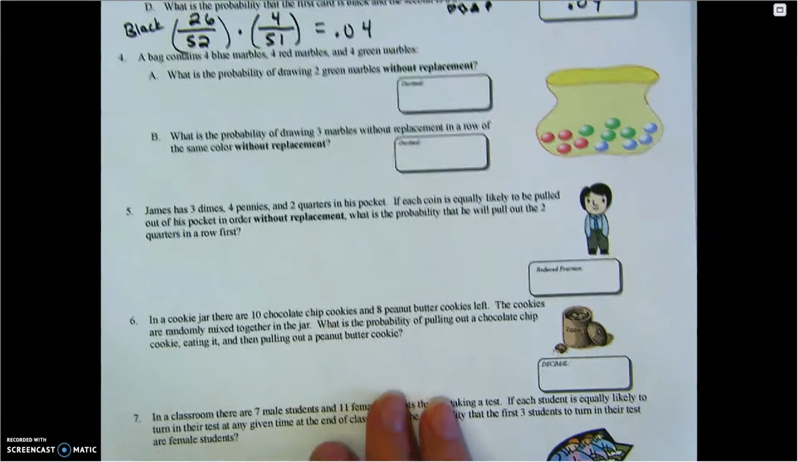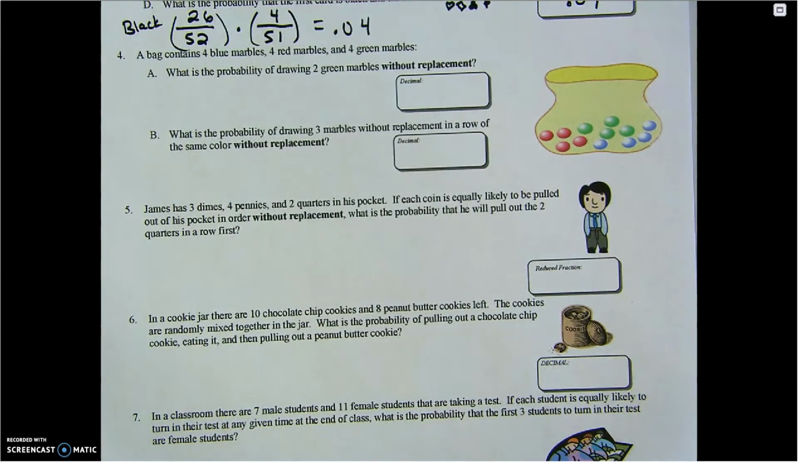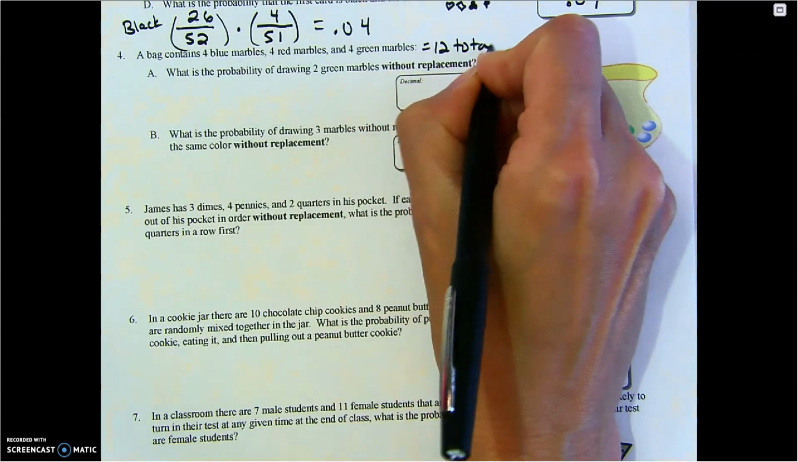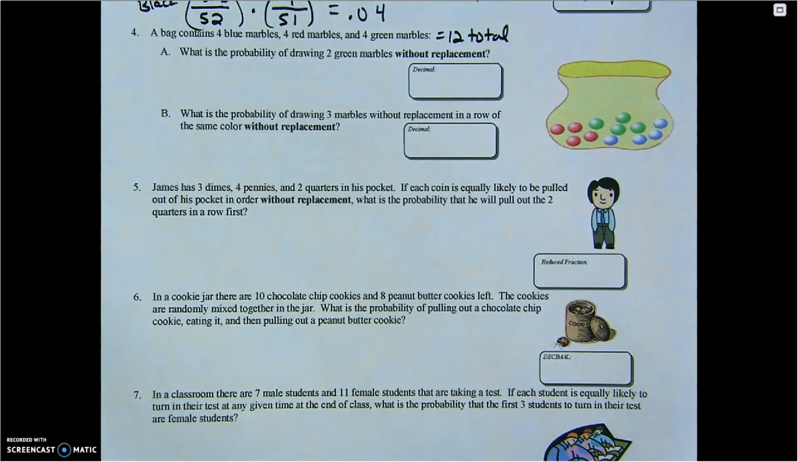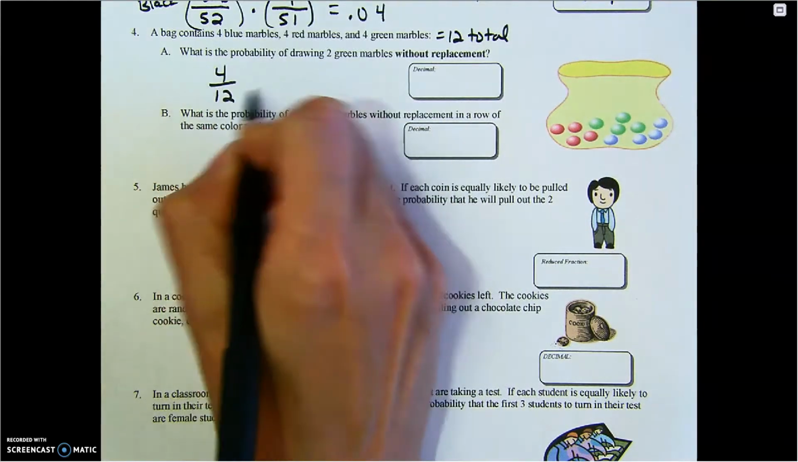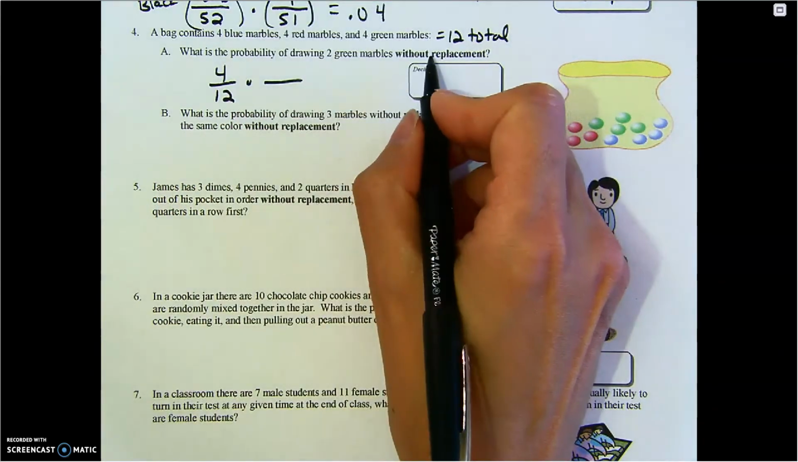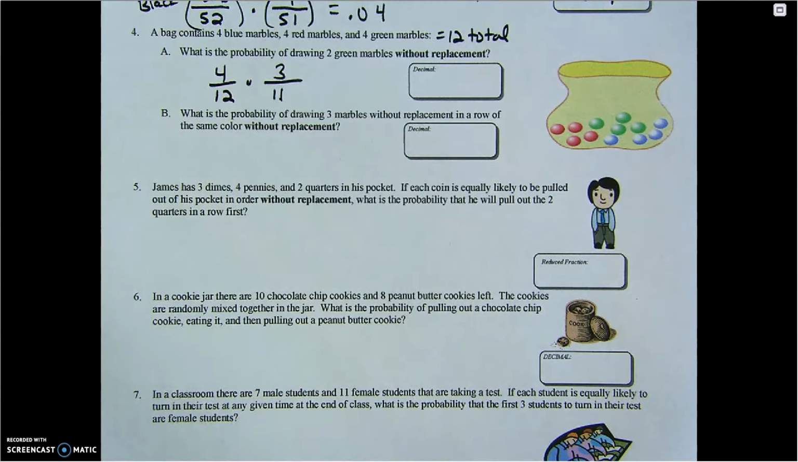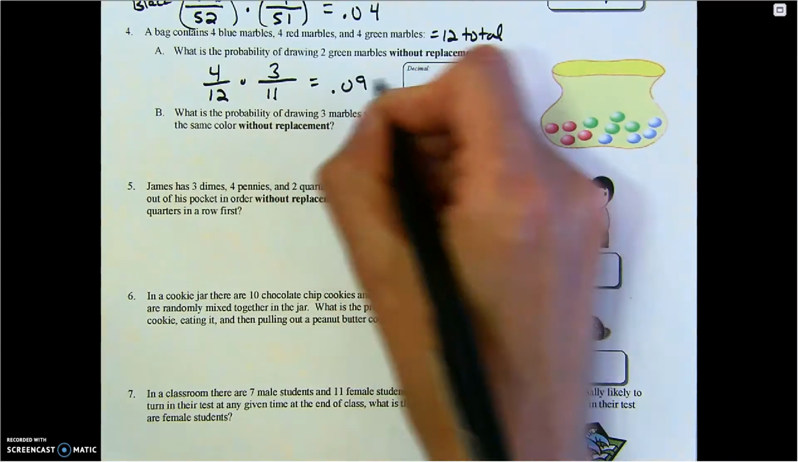All right, next up, a bag contains 4 blue and 4 red and 4 green. So there's 12 total marbles, right? What is the probability of drawing 2 green marbles without replacement? Lovely. All right, so a green, we have a 4 in 12. And then we try again, but we're not replacing the first marble back, so we're down to 11 and 3. So 4 divided by 12 times 3 divided by 11 is 0.09.